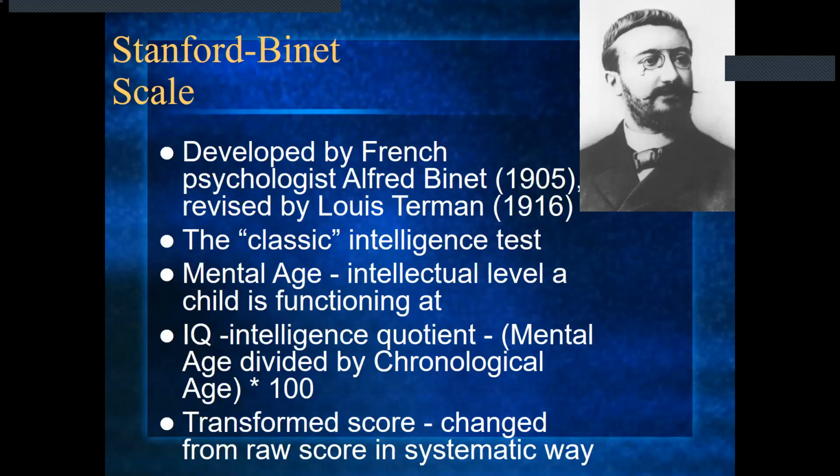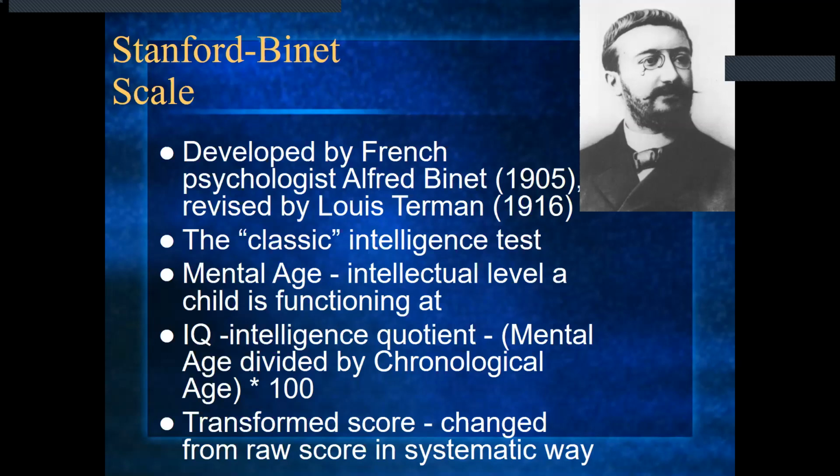And this is just an example of a transformed score, which is a score that's changed from a raw score in a systematic way. So the test that comes to my mind is the ACT, the top score is a 36, but that's a transformed score. It's not the actual score you got on the different parts of the test. It's calculated. If you take the CLEP test, that's a transformed score. They're going to give you a score between, I think, 40 and 80. And it's not your percent. It's a transformed score based on how difficult the questions are and how many you get right and whatnot.